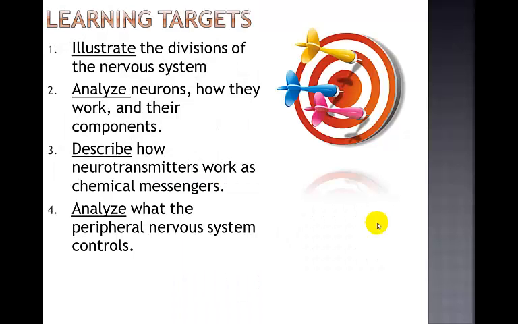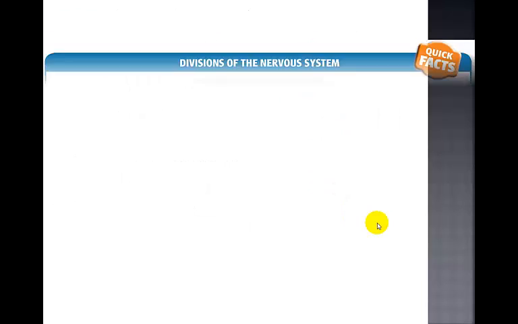So let's review your learning targets. Your first goal is to illustrate the divisions of the nervous system. We're going to analyze neurons, or break them down and how they work, and talk about their components. We're going to talk about the neurotransmitters, or the chemicals that travel between neurons, and we're going to analyze the peripheral nervous system and what that controls.